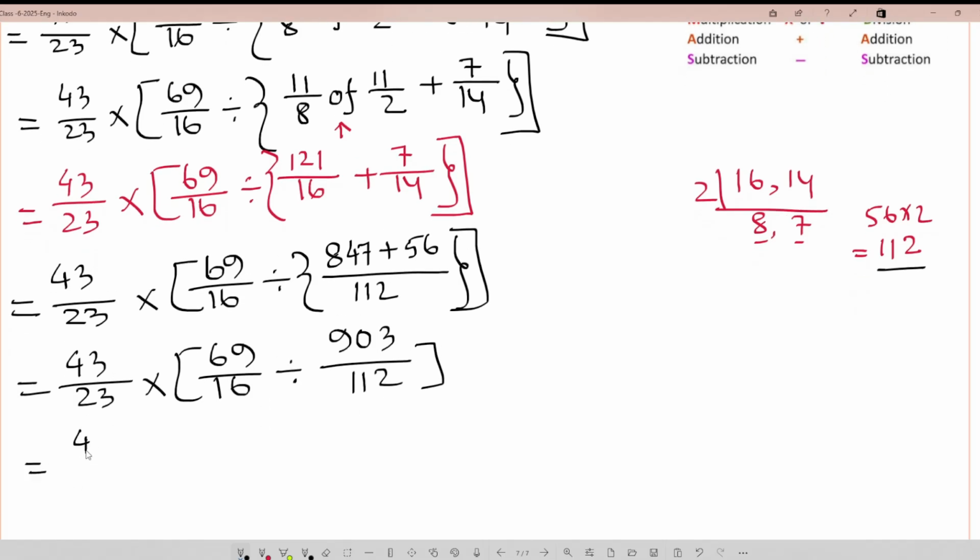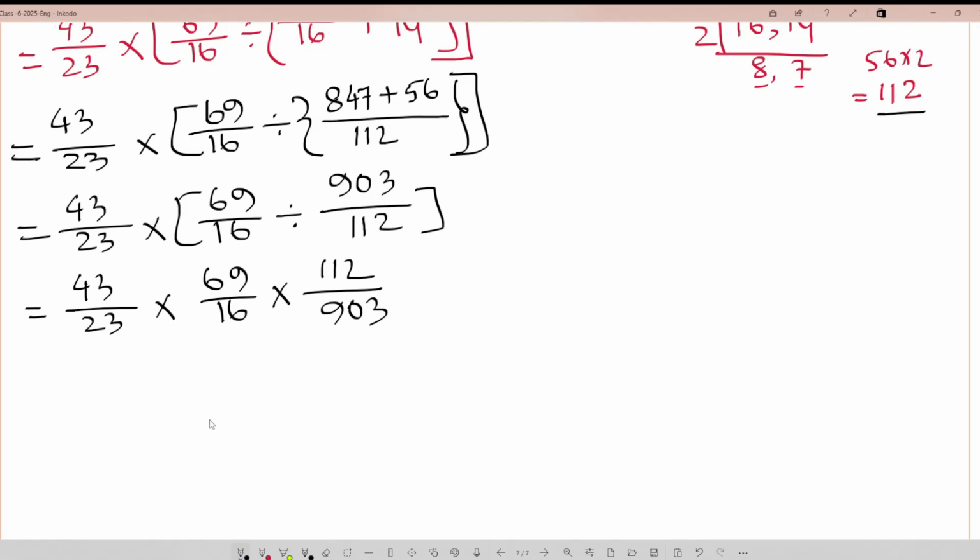Now look, 43/23 times 69/16, divide, we can use multiplication, so the next fraction will be flipped, then 112/903. Now carefully we have to solve this one. Look, 69 divided by 23 here is 3, right? Then 112 divided by 16, here is 7, right? And 903 divided by 43, it will be 7.